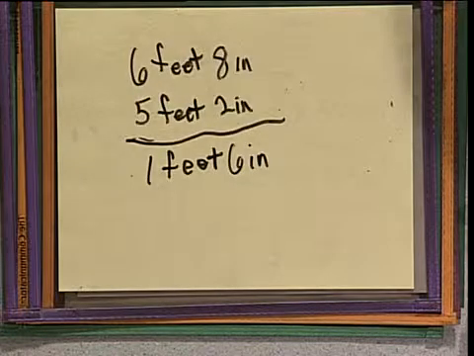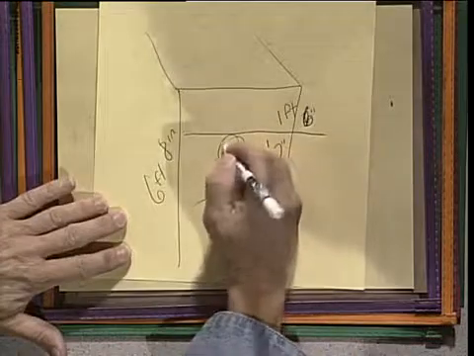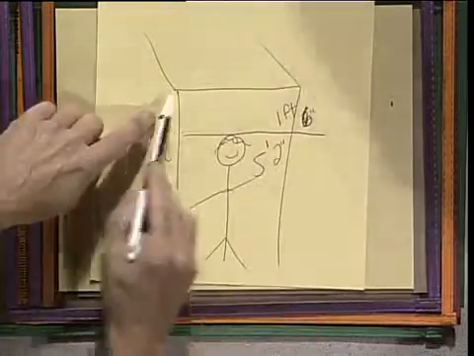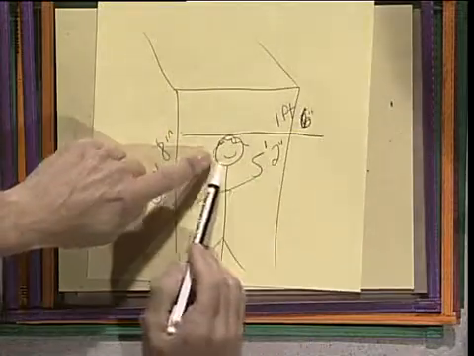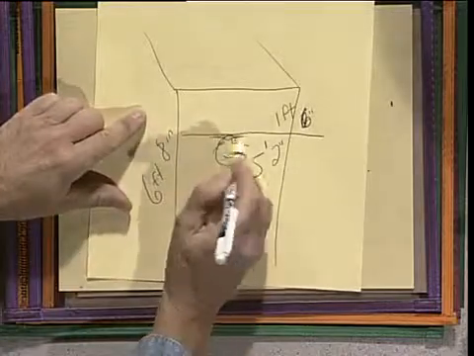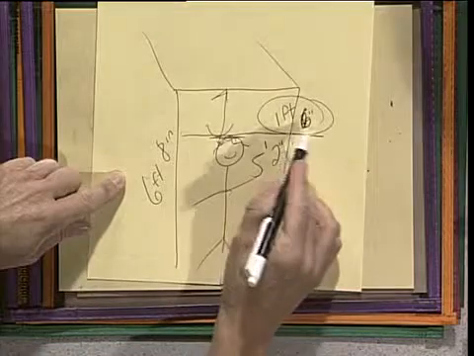And I just want to put up my little sketch because sometimes when you draw things out, it helps. Okay. So there's my little sketch, and our lady's smiling. And here's the doorway, and it's 6 feet 8 inches. Here's our lady who's 5 feet 2 inches. So we're trying to find this space in here, and you did your subtraction to get 1 foot 6 inches.